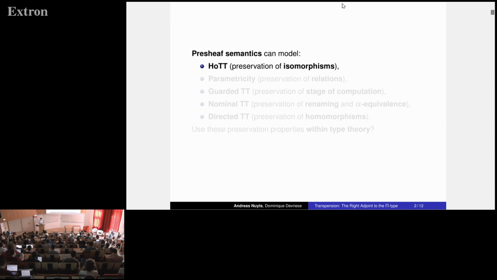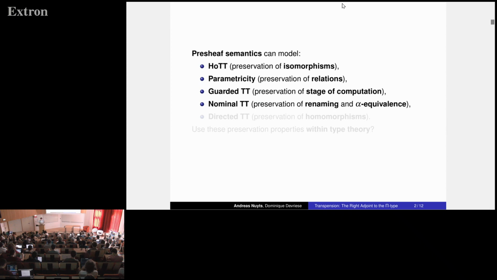of isomorphisms or equivalences; parametricity, which is about preservation of relations; guarded type theory, preservation of stage of computation; nominal type theory, renaming and alpha equivalence; directed type theory, which is about preservation of homomorphisms instead of isomorphisms. So all in all, I think it's clear that presheaf models are good for modeling preservation properties.